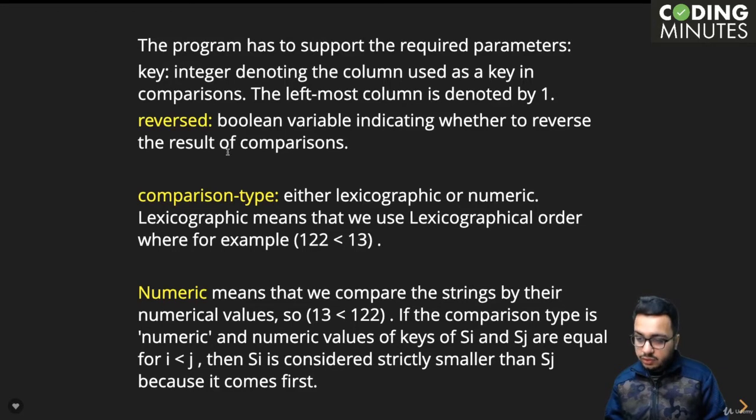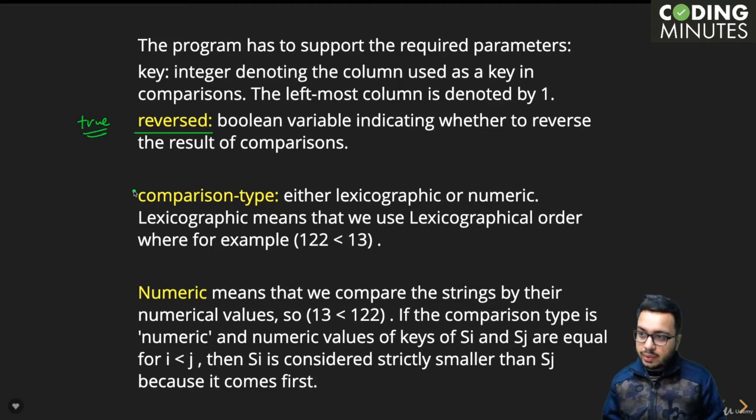So the first input is a reversed parameter. This basically says whether you need to reverse your output or not. It's a boolean variable, so you will be given true or false. True means you have to reverse your output, whatever you have generated so far.